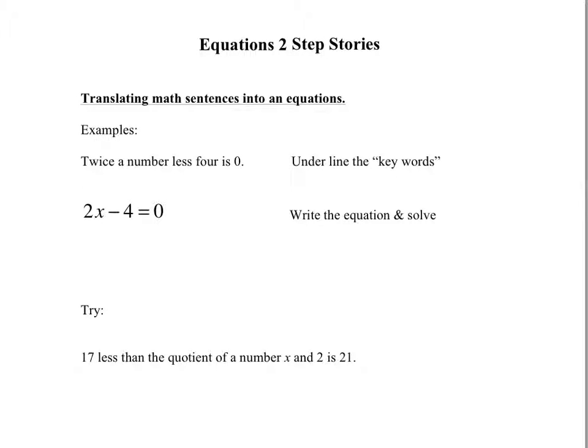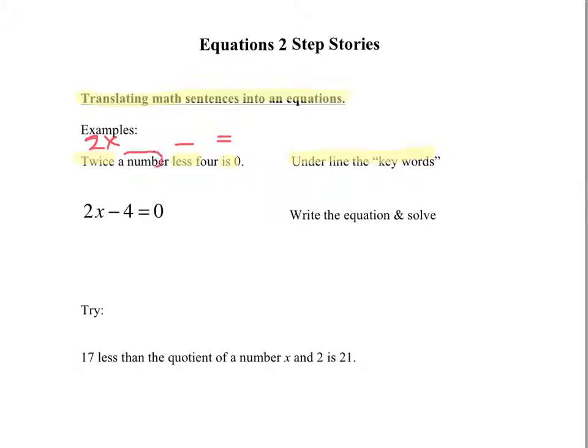Everybody loves a story, so let's tell some stories about equations. To do this, we have to be able to translate math sentences into equations. So that begins with being able to underline the key words in the sentence. So twice is a key word, less means subtract, and is always means equals.